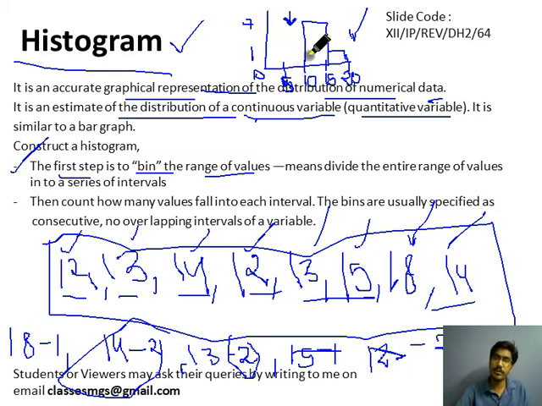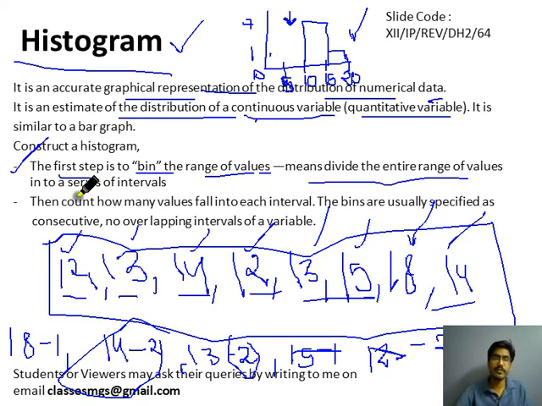We cannot skip those; we have to show that between 0 to 5 there is no student, and between 5 to 10 age there is no student. So this is how we represent the histogram. First we will define the range of values like this. We have defined 0 to 5, 5 to 10, 10 to 15. These are known as bins.